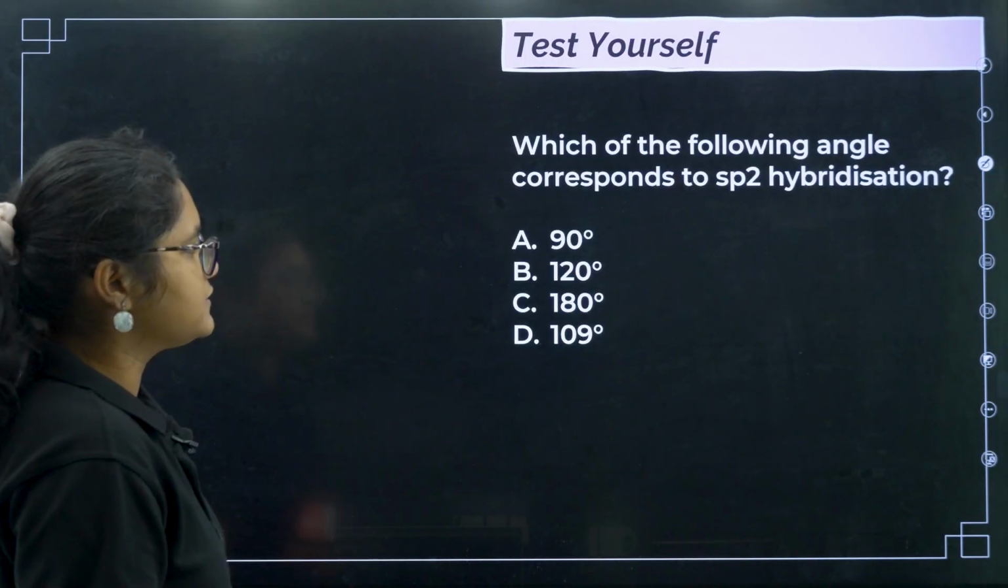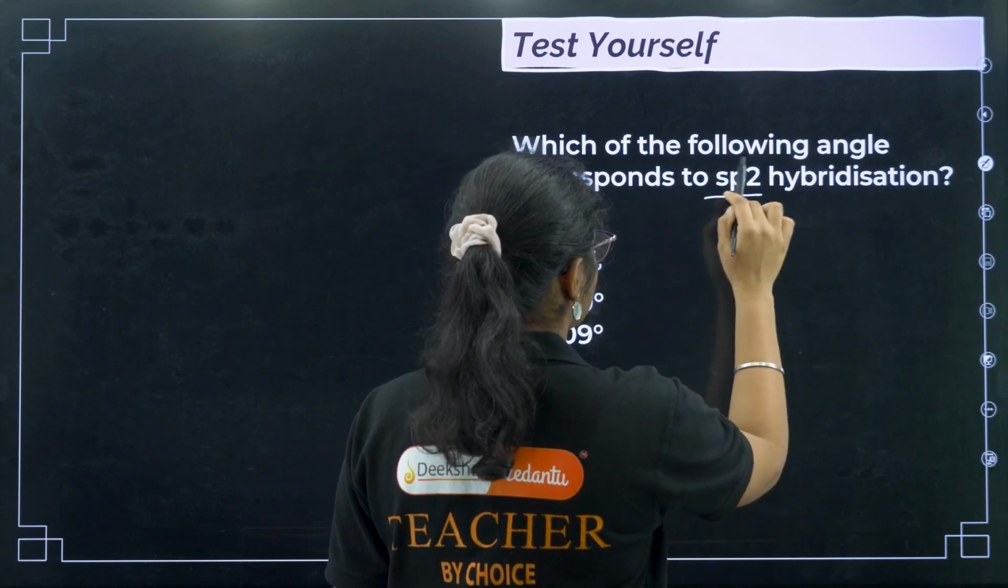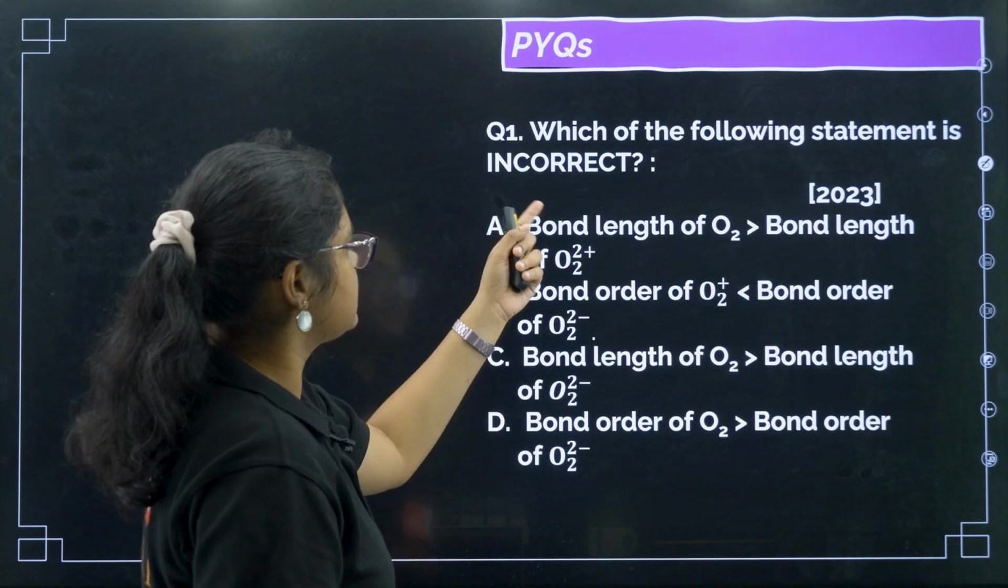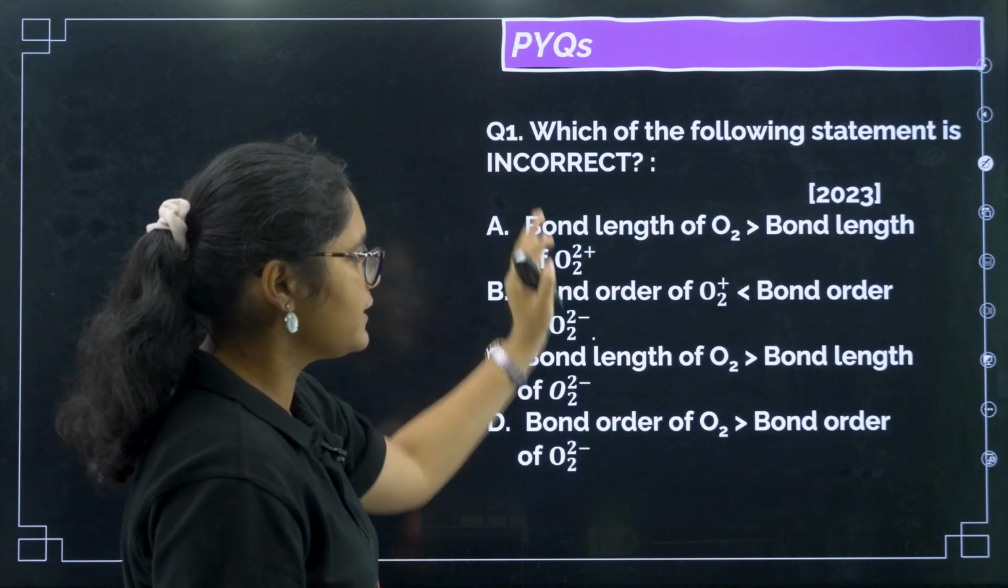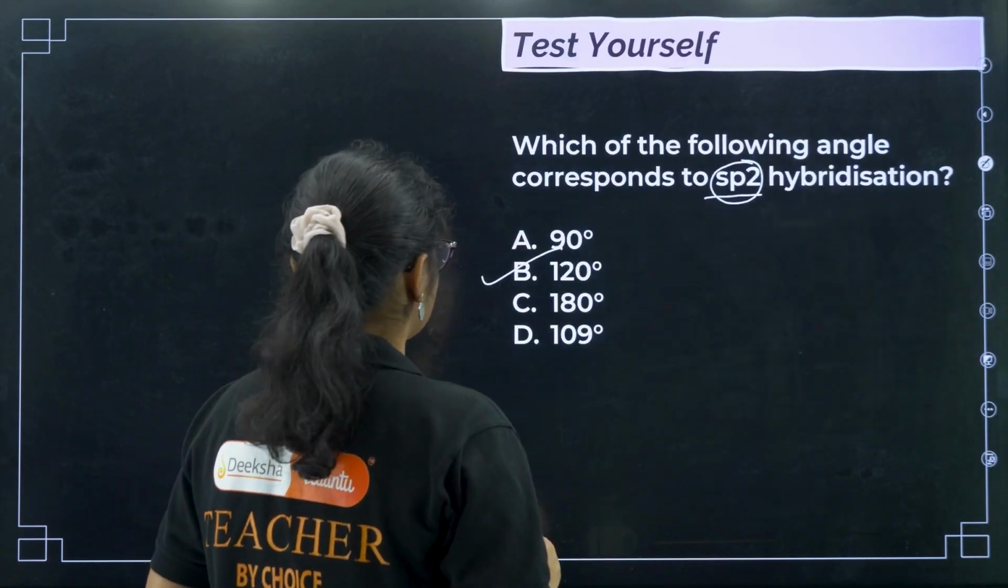So yes, now let us do some questions here. This was a homework question from the last class. The corresponding sp2 hybridization angle is 120 degrees. Next, which of the following statements is incorrect? Here I will be telling you a trick to calculate the bond order. Now see, let me write the trick here.